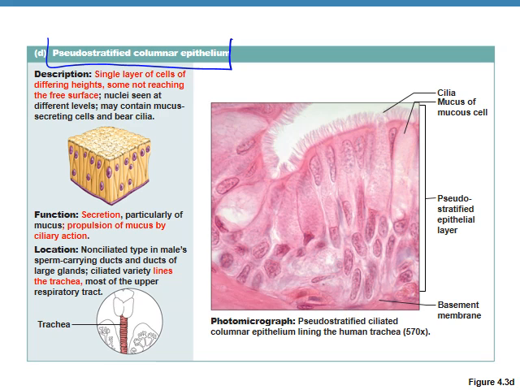Pseudostratified columnar epithelium. Pseudo means false or fake. So basically they look stratified, but they're not. If you follow this cell all the way down, it reaches the apical or apex and the basal or basement portion. So even though they look stratified, they're really layered. And then another dead giveaway are these little cilia, these little hairs.